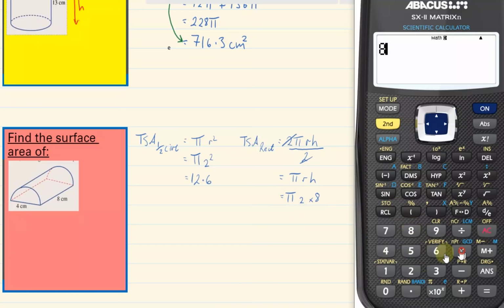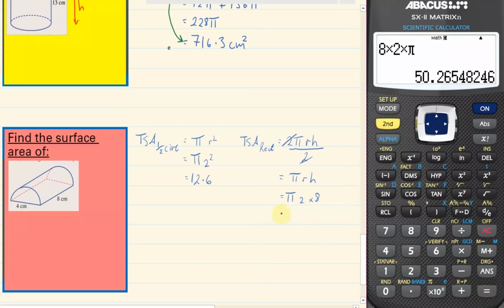So let's go plug that in over here. 8 by 2 by pi. And we get 50.3. Okay, so there's 2 surface areas now, and last time that's all we had to find. We had a body and we found 2 circles. This time though, we need to recognize that we've got this base here that it's sitting on. Okay, that's a fairly easy one.